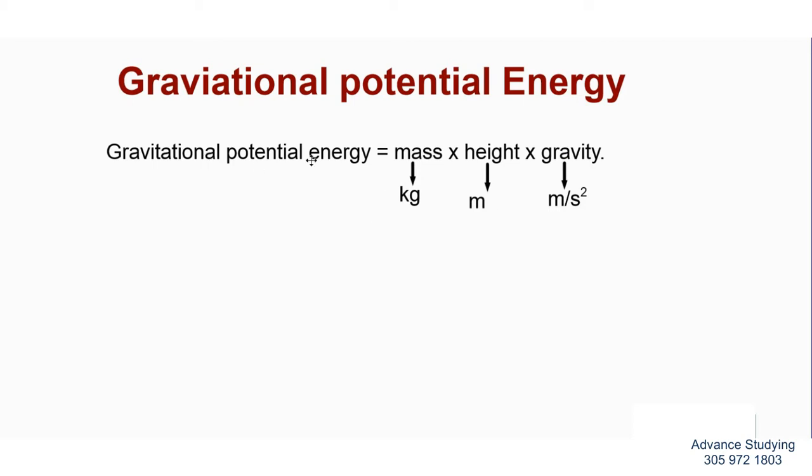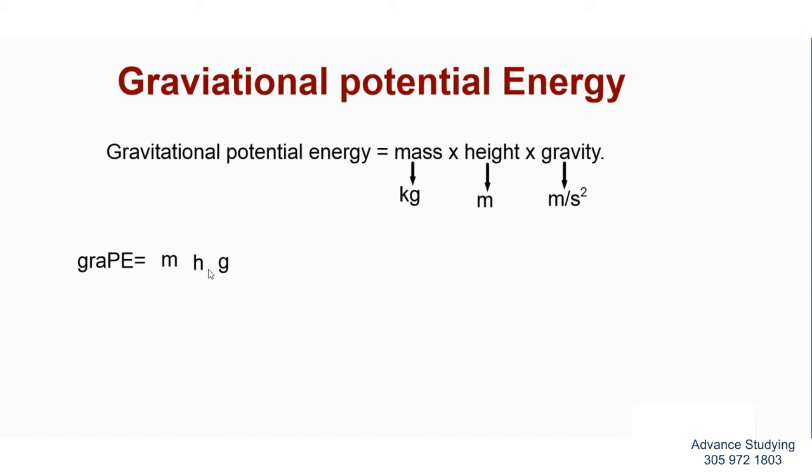Gravitational potential energy has to do with the mass of the object in kilograms times the height in meters, times gravity, which on Earth, in this case, is meters per second squared. Let's abbreviate this and solve for the other variables. Let's call this gravitational potential energy, equals, and let's call mass just m, height just h, and gravity just g. So we have the mass times the height of the object times gravity.